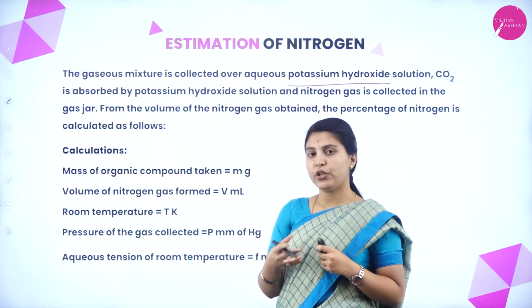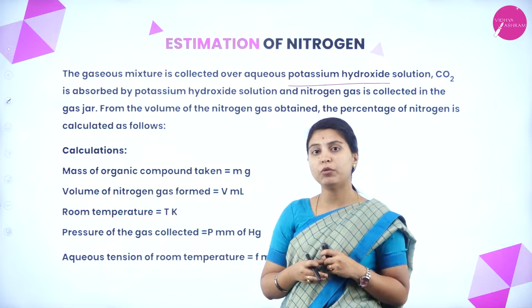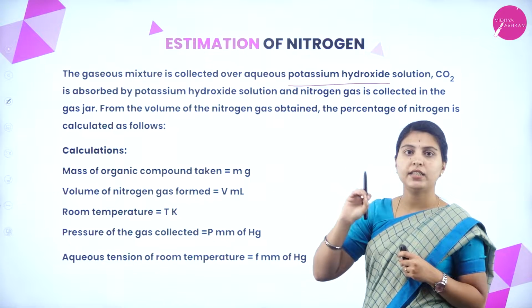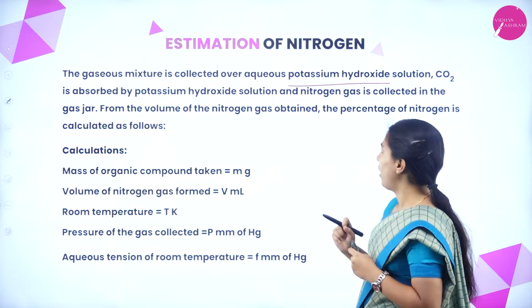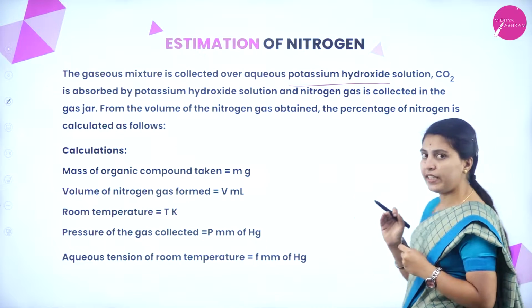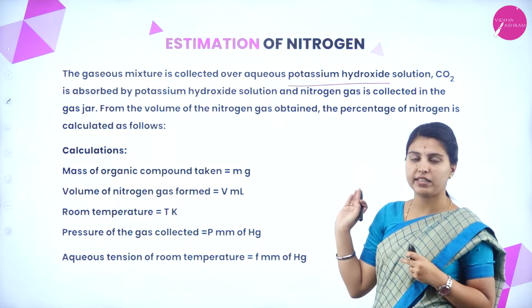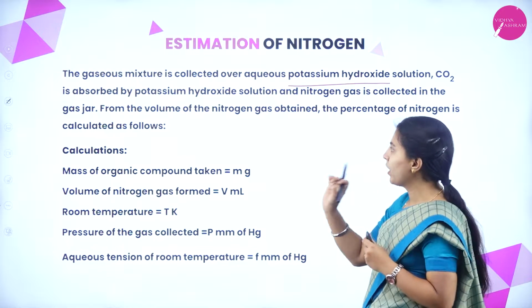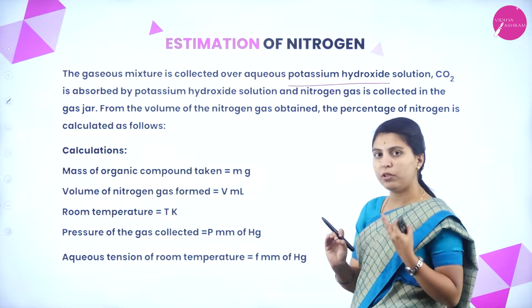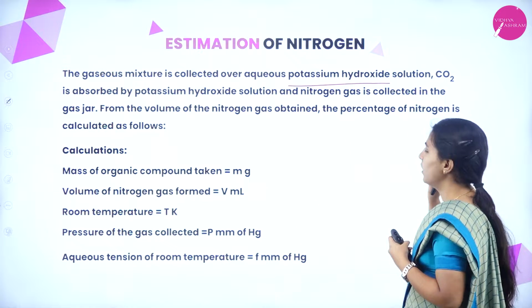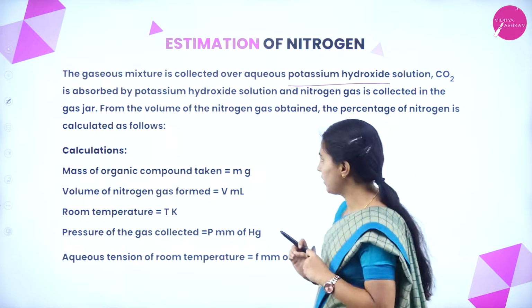That is the usage of treating with potassium hydroxide. It will remove the carbon dioxide which has been formed inside that combustion tube, and the nitrogen gas is collected in the gas jar, the nitrometer gas jar present here on the right side. From the volume of nitrogen gas collected, the percentage of nitrogen is calculated.